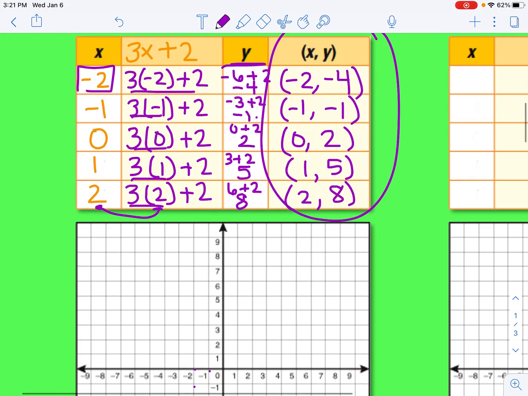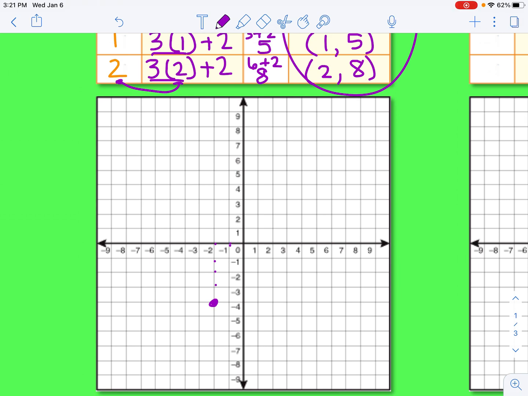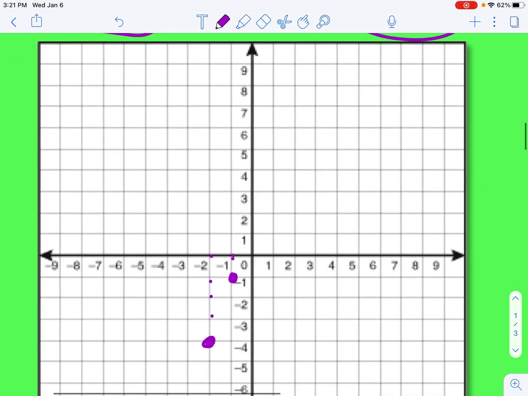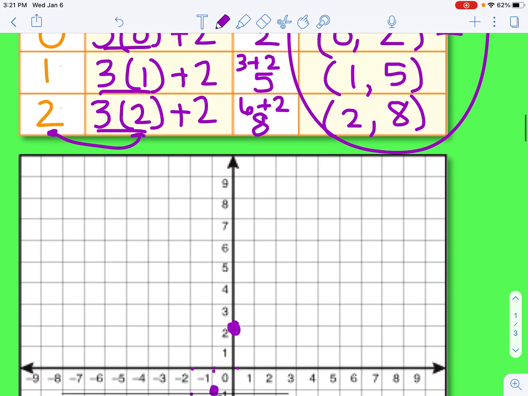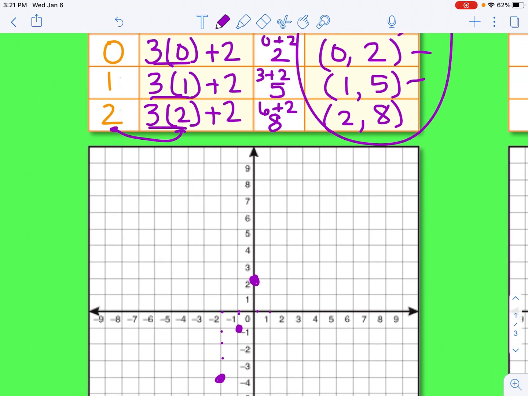Alright, our next one is negative 1, negative 1. So again, we're going to the left negative 1, and then we're going down negative 1. Alright, our next one is 0, 2. So we're going over 0, but up 2. And then 1, 5. So I'm going over 1, up 5. 1, 2, 3, 4, 5. And then our last one is 2, 8. We're going over 2, up 8.